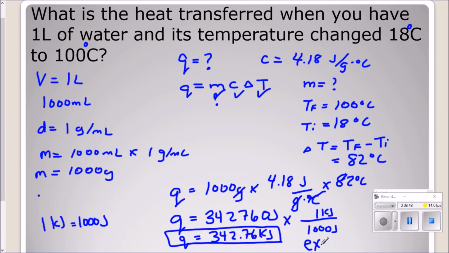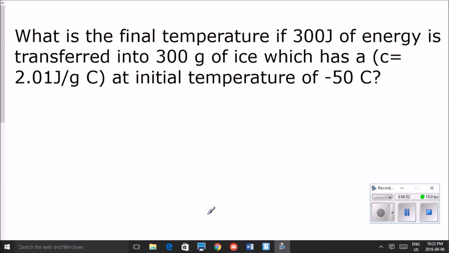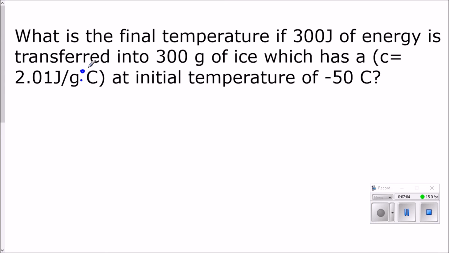Okay, I'd like you to try this question. What is the final temperature if 300 joules of energy is transferred into 300 grams of ice, which has a specific heat capacity of 2.01 joules per gram times degrees Celsius, at the initial temperature of negative 50 degrees Celsius? So you're changing the temperature of some ice now. So what I'm going to have you guys do is use this equation, Q equals mc delta T. Take a look at what you know, arrange it, see if you can solve it on your own. I'll be looking for an answer on a multiple choice question here in a moment.